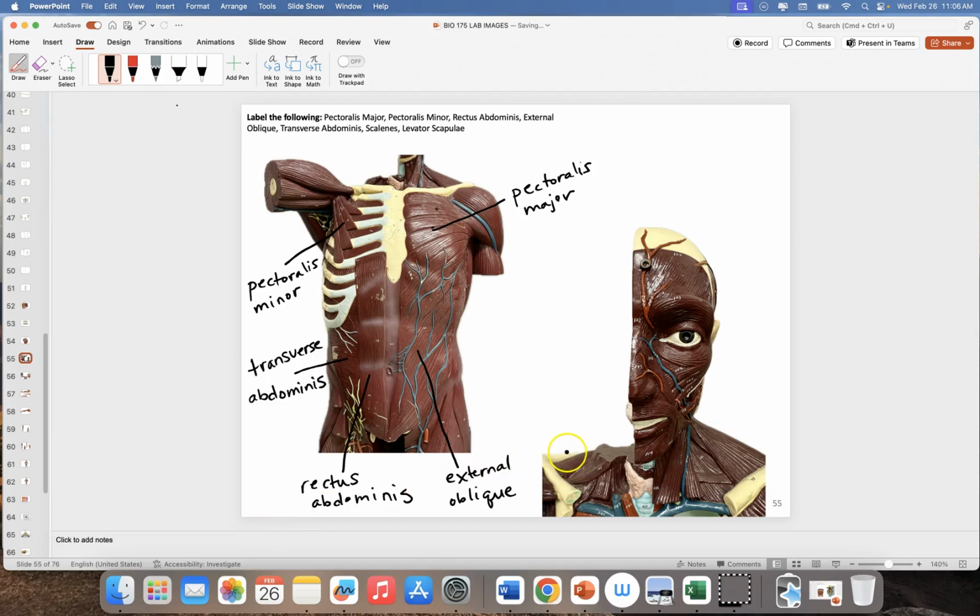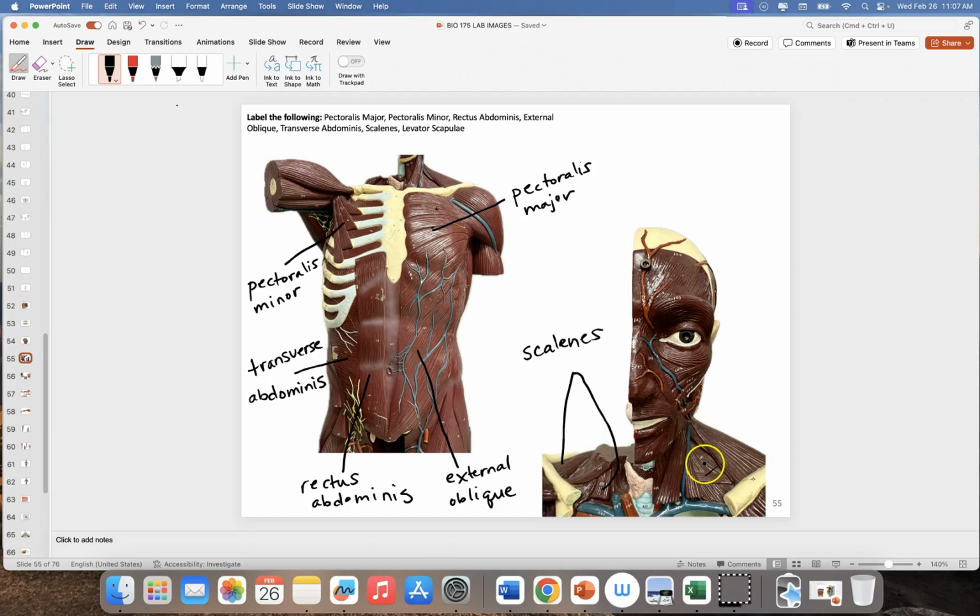Over here, we can see the neck blown up a little bit more on our large muscle model. And what I would like to point out are these muscles here. These are known as the scalenes. And they are going to be important for inhalation. They elevate the upper ribs, and that's why they're useful for inhalation, because of that elevating of those upper ribs.